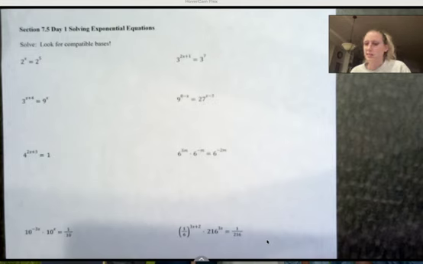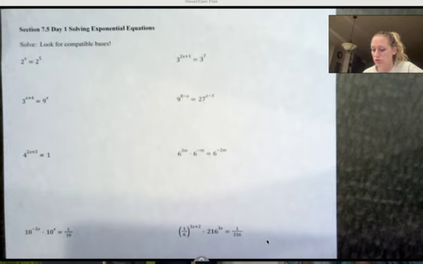We're going to get into section 7.5, where we're going to be solving some exponential equations. This lesson is mostly going to teach you how to look for compatible bases.